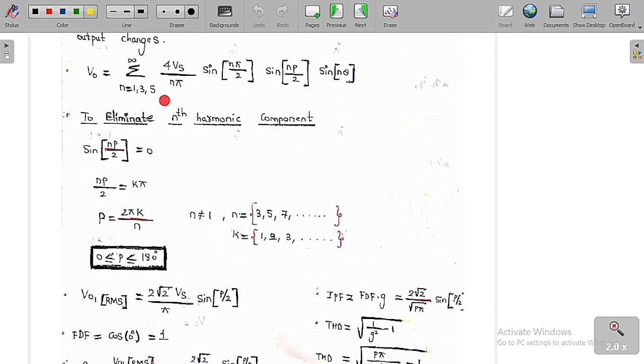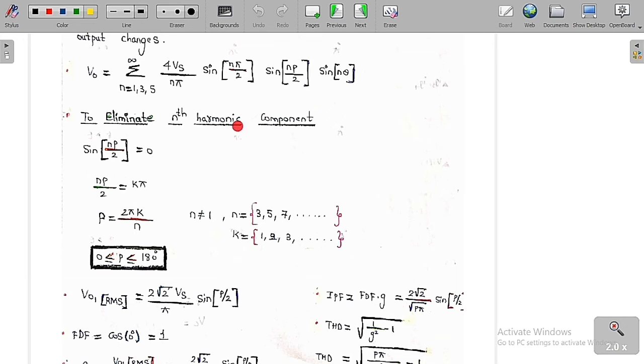So this is the expression that you are going to get finally: V0 is equal to sigma n equal to 1, 3, 5 up to infinity of 4 Vs by n pi into sin n pi by 2 into sin np by 2 into sin n theta, where p is called the pulse width of a single pulse, means the pulse width of the signal in the range of 0 to pi. So in the range of 0 to pi, the pulse width of the output signal is p.